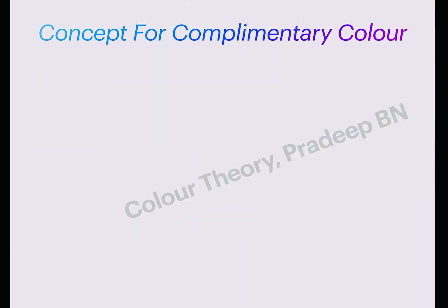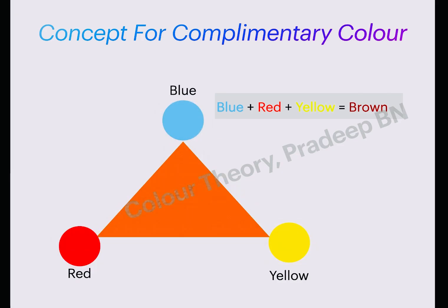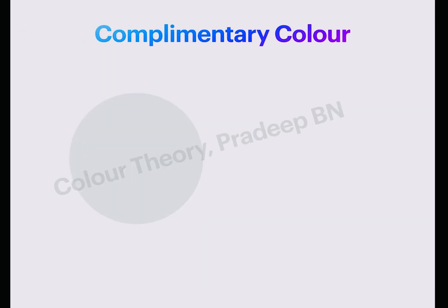So now we will understand what is complementary color. To understand complementary color, we need to understand what is the concept of complementary color. You can see when you mix blue, red and yellow, you get brown. If you mix blue, red and yellow in equal quantities, you get brown. So this is very important to understand the complementary color. Now let's see what is complementary color.